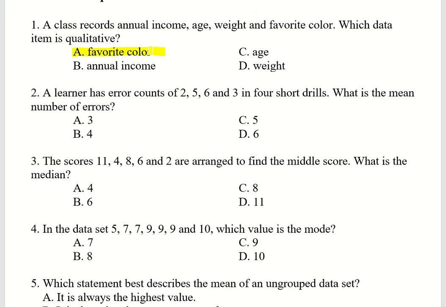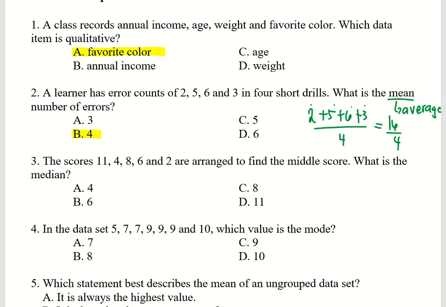Number 2, a learner has error counts of 2, 5, 6, and 3 in 4 short drills. What is the mean number of errors? So again, when you say mean, that is average. Okay, so you just need to get the average of the 4 numbers. You have to add 2 plus 5 plus 6 plus 3 and then divide it with 1, 2, 3, 4. Okay, so we'll have here 7, 13, 16 over 4. So that is letter B, 4.